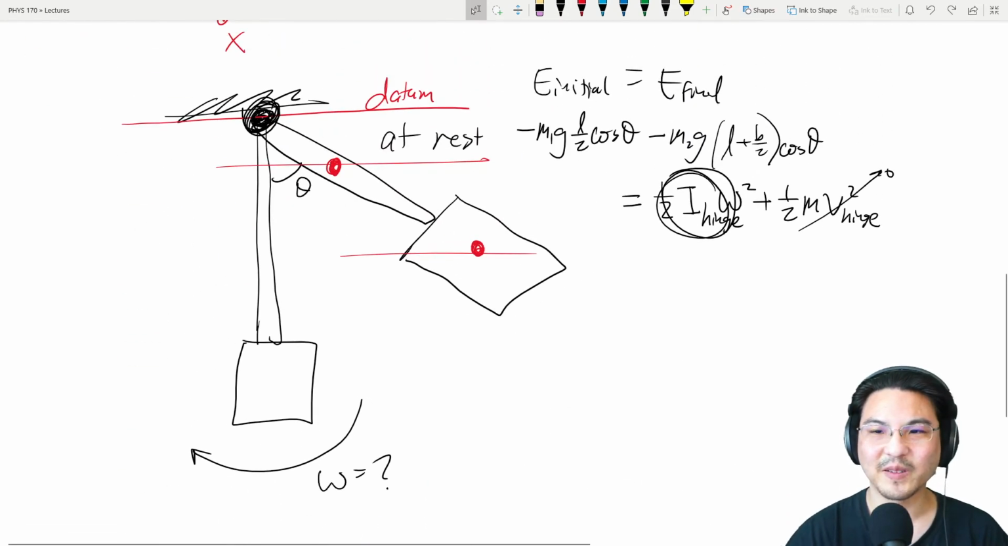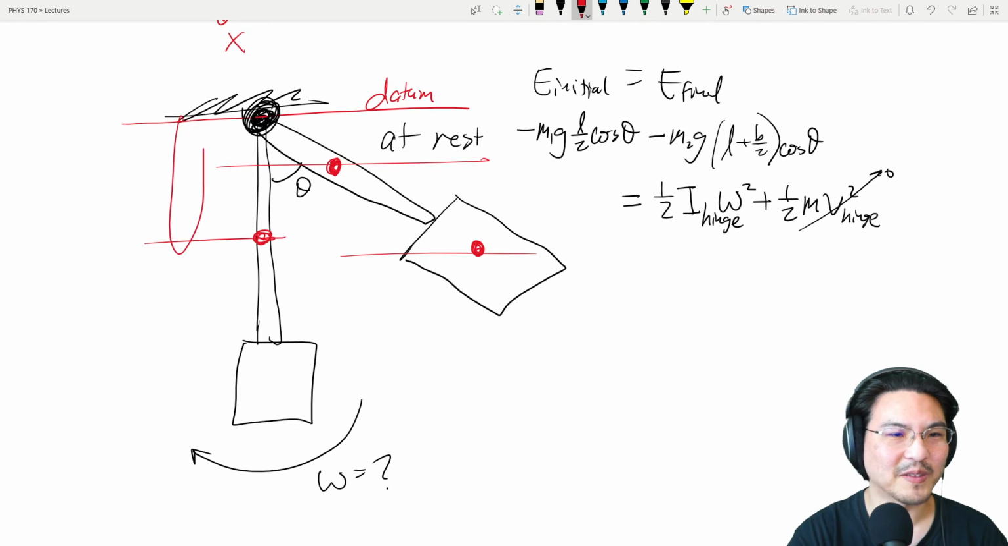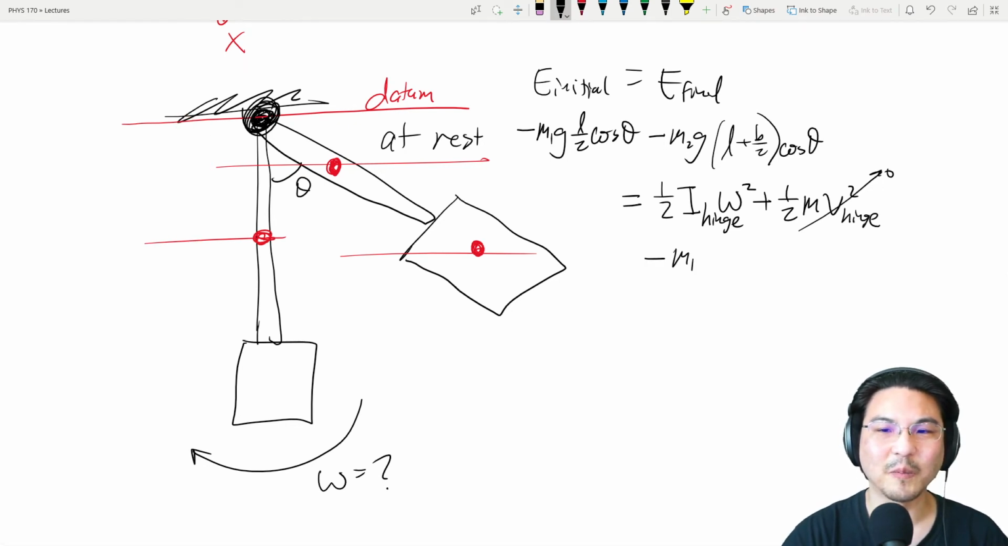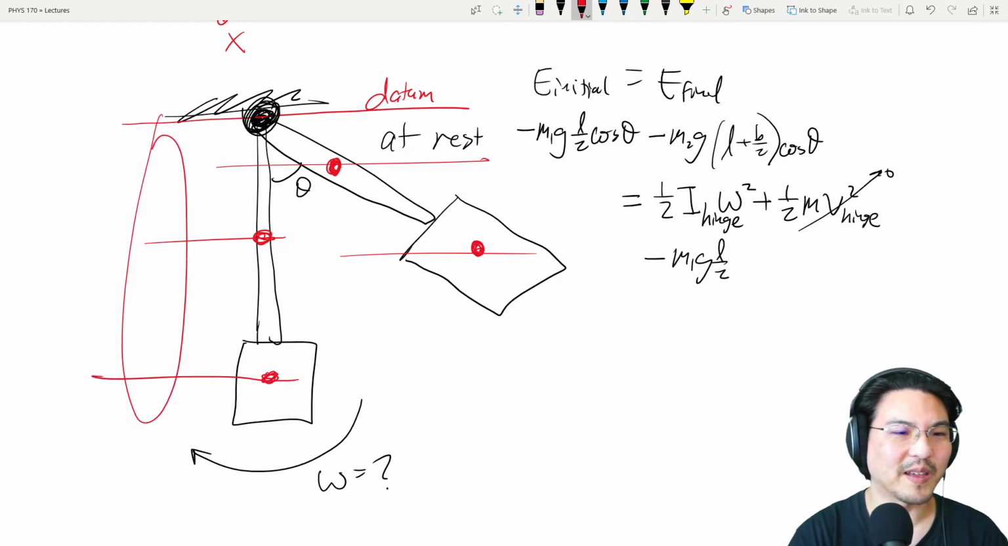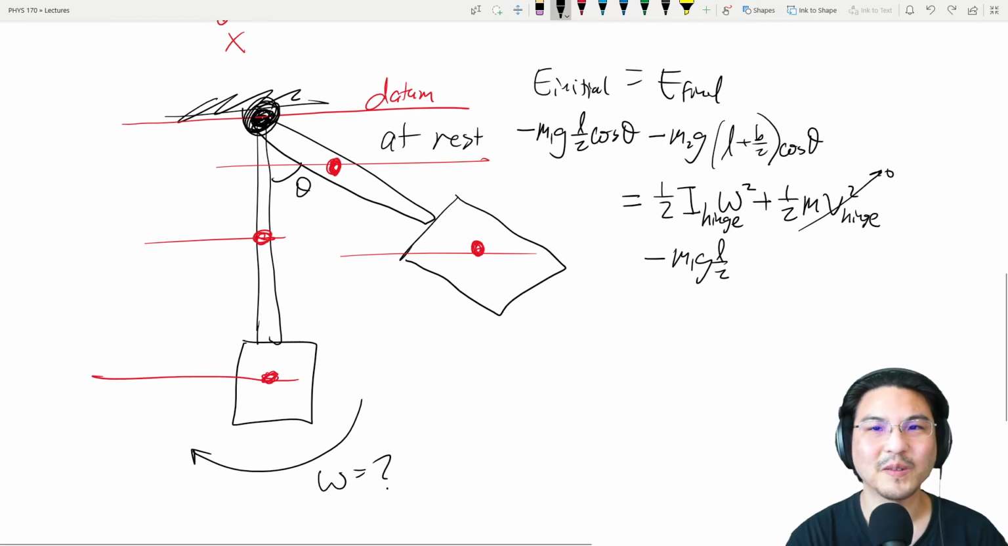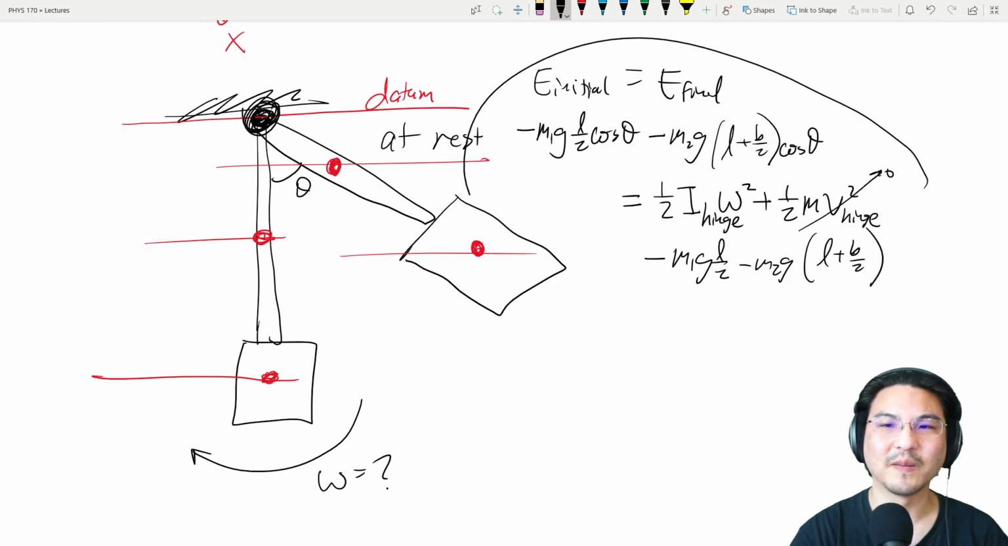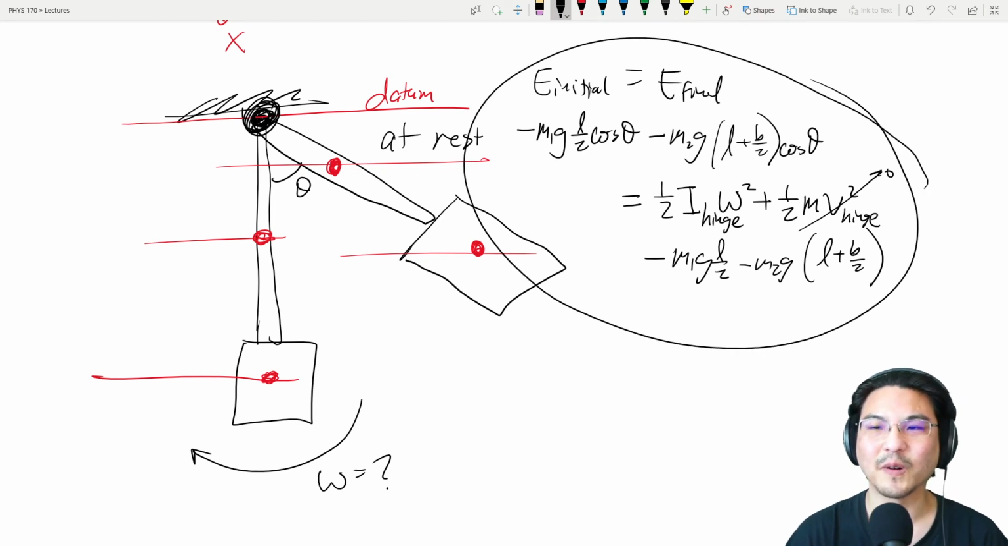Okay, so that's kinetic energy, and then potential energy for the bar right here. How far is this? Below the datum, minus m1g, then how far? L over 2. And then for the slab right here, how far is that? L plus b over 2. So minus m2g, L plus b over 2. Okay, right there. Solve for omega.